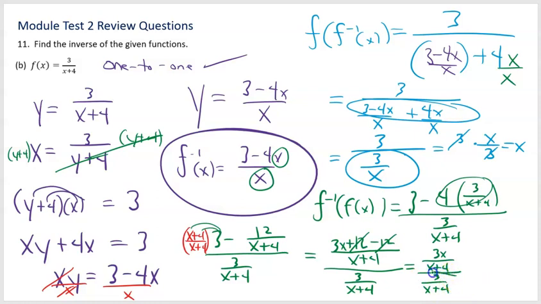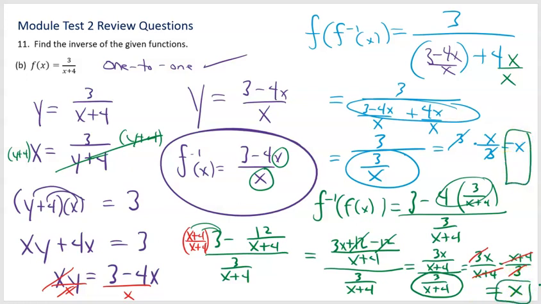Now my next step is going to be to flip this and multiply. Okay, so watch this. That's 3x over x plus 4 in my numerator, times x plus 4 over 3. Now let's cancel common factors. You see that 3 and that 3 cancel. That x plus 4 and that x plus 4 cancel, which gives me my final result, x. And because I got x for both of those checks, that means my inverse is correct.